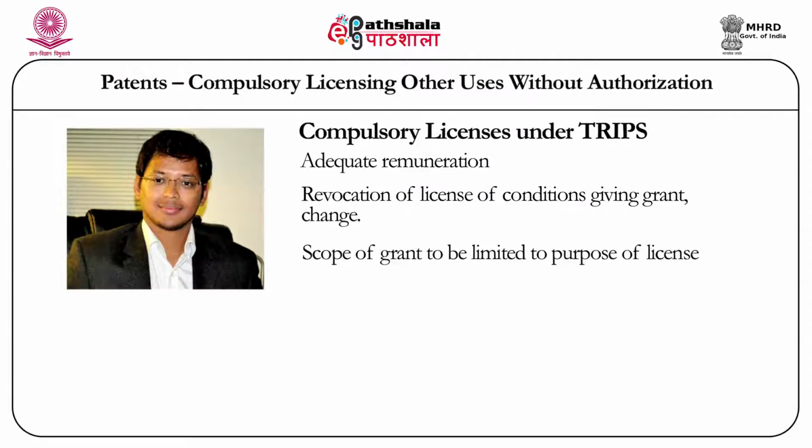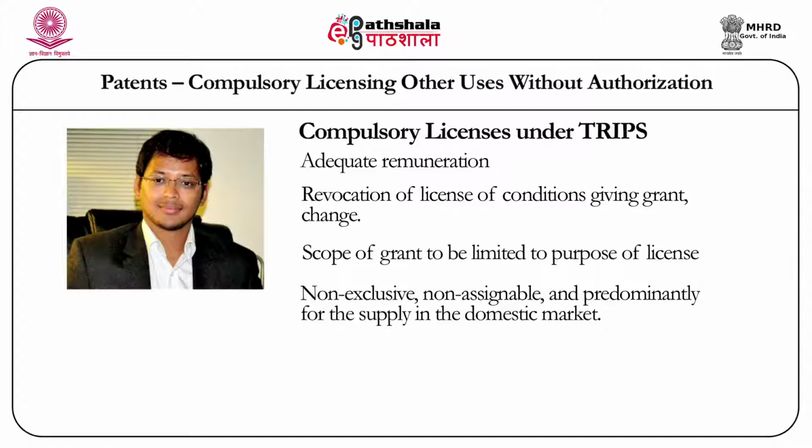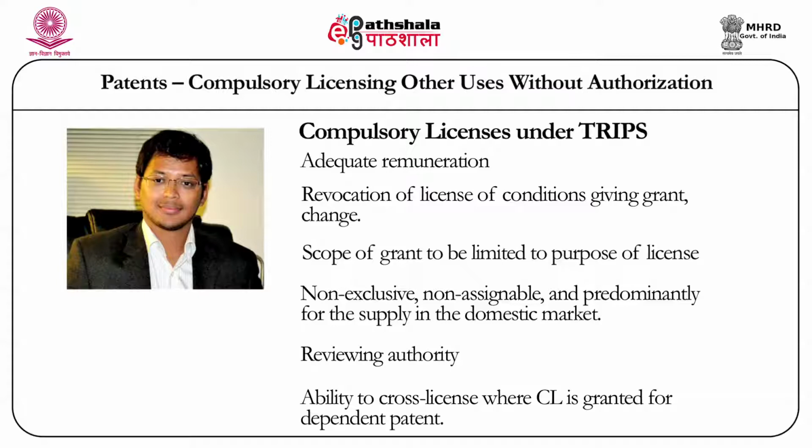Moving on, the licenses must be non-exclusive, non-assignable, and must be granted predominantly for the supply of the domestic market. However, if the license is granted due to anti-competitive practices by the right holder, this last condition is not necessary. Continuing on, the next condition says that there must be an independent reviewing authority to which the right holder can approach to appeal. And finally, where the license is for a dependent patent, that is, where authorization to a prior patent is required to work the latter patent, additional conditions include that the latter patent involves an important technical advantage of considerable economic significance as compared to the prior patent. Secondly, that the rights holders of the prior patent be entitled to cross-license on reasonable terms. And thirdly, that the use authorized for the first patent be assignable only with the assignment of the second patent.